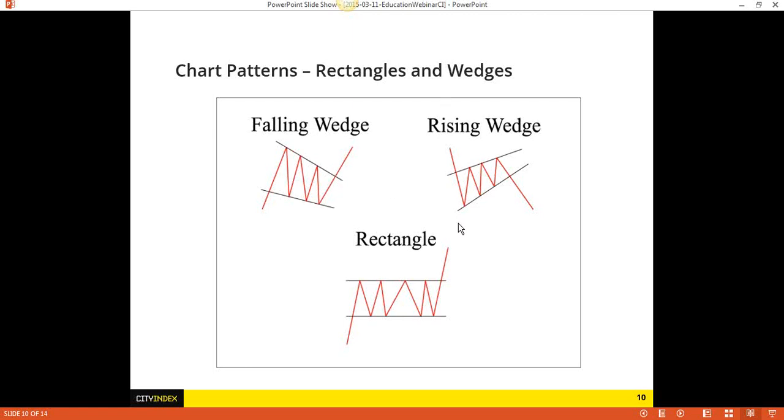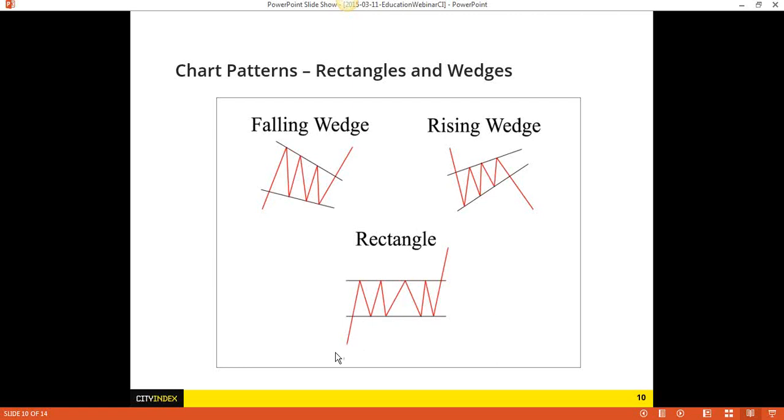A rising wedge is just the opposite. In a downtrend, you have a consolidation and pullback to the upside, and then you have a breakdown in the direction of the trend once again. Okay, so that's what I'm looking for right there. The wedges are basically the trend pullback breakout approach in a nutshell.